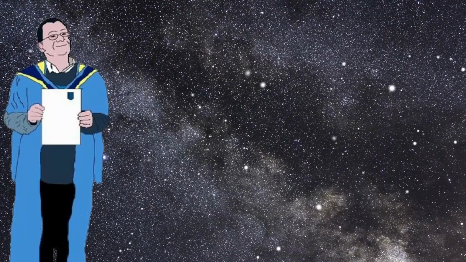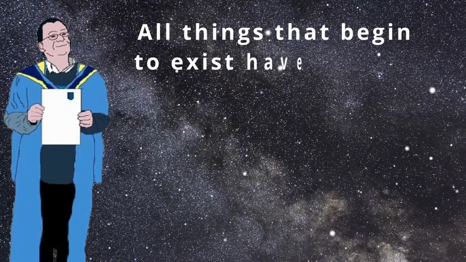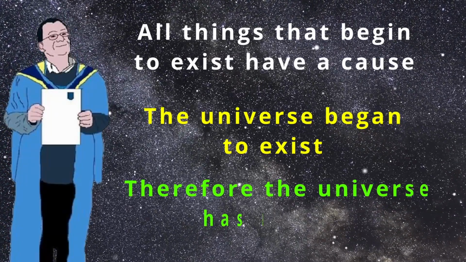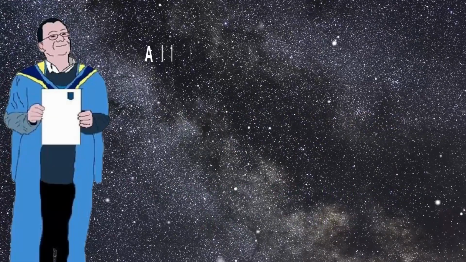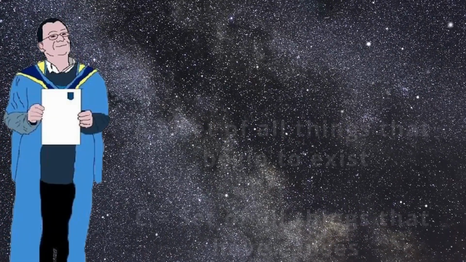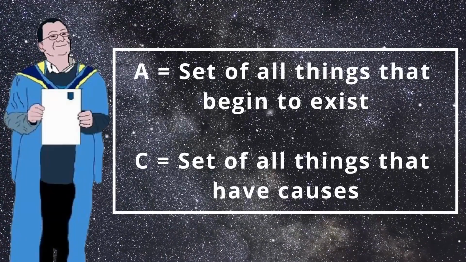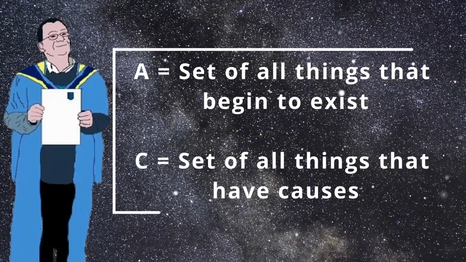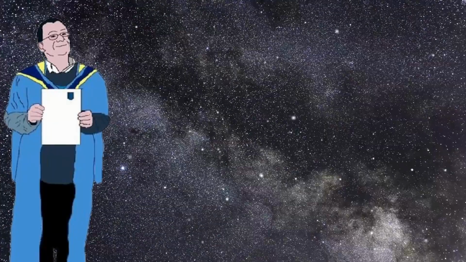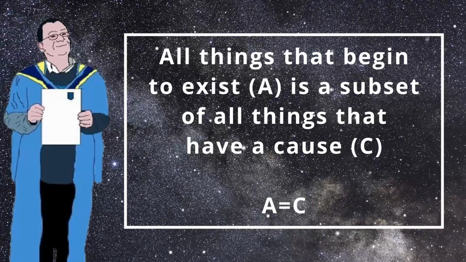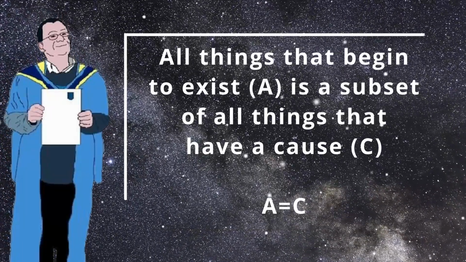valid argument. All things that begin to exist have a cause. The universe began to exist, therefore the universe has a cause. We can see in this that the first premise takes the form all A's are C's. In this argument, the term A is referring to the set of all things that begin to exist. Term C refers to the set of all things that have a cause. The argument places the subset all things that begin to exist in the set of all things that have a cause, or A equals C.